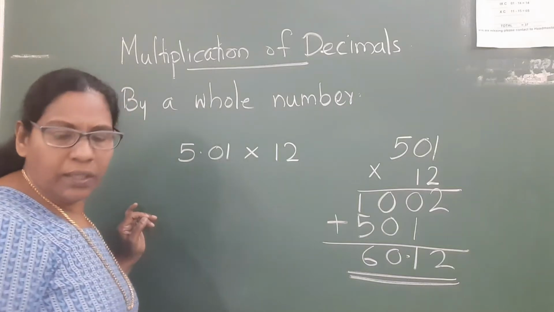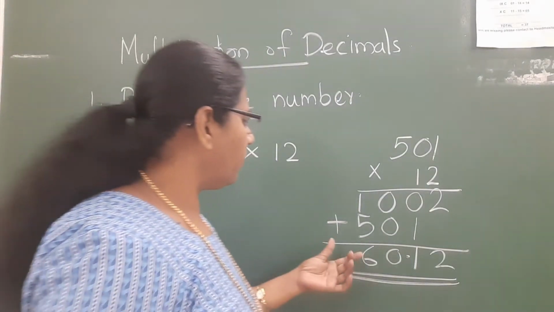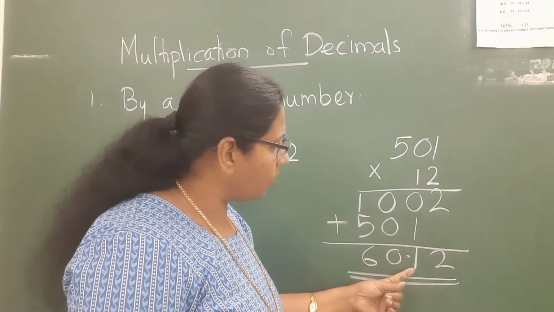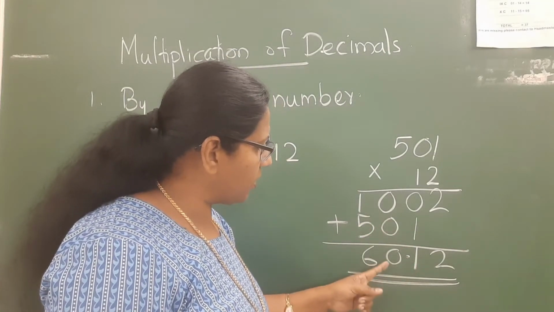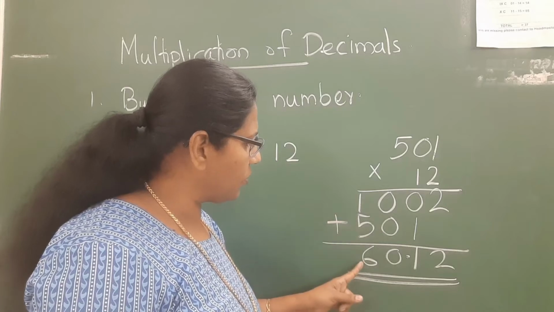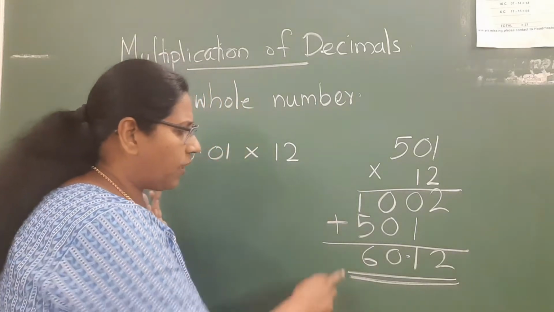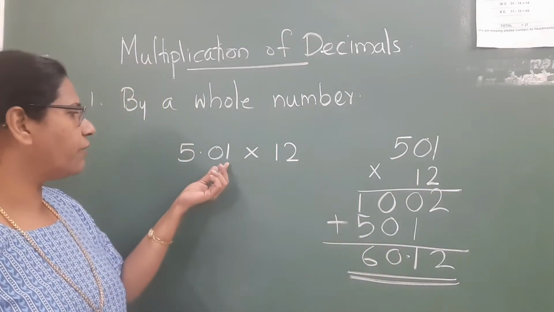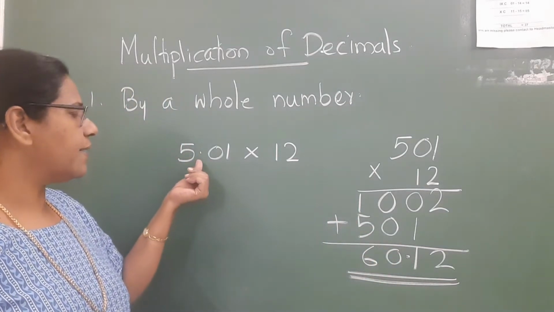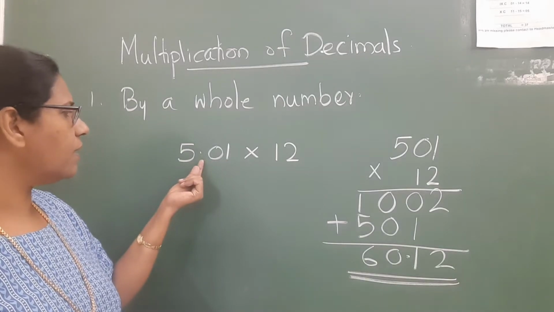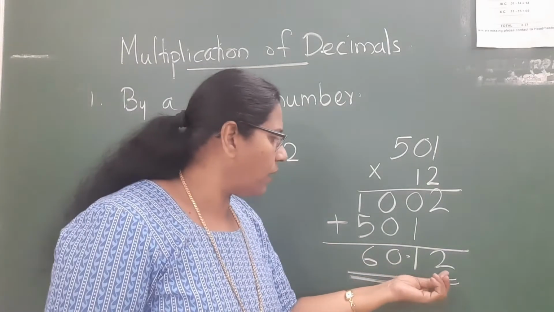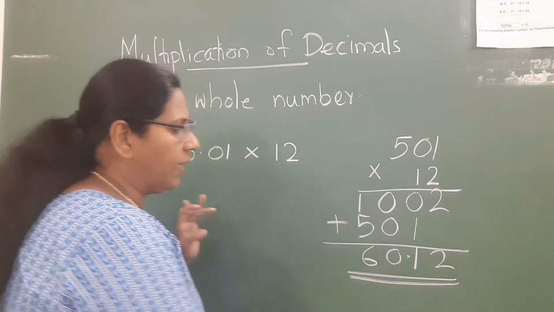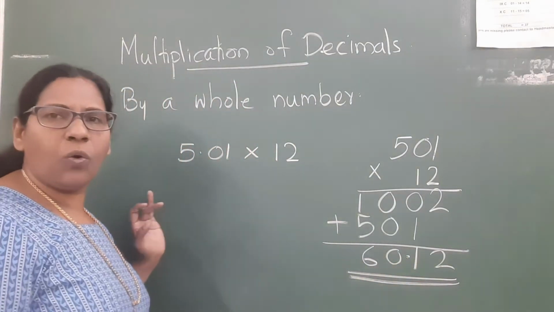Now we have to do the addition. 2, 0 plus 1 is equal to 1, 0 plus 0 is equal to 0, 1 plus 5 is equal to 6. We got the product now. Now after getting the product, we have to see after how many places the decimal is. After 2 places here, decimal. So 1, 2 we have to count and then put the decimal and then we get the answer 60.12.